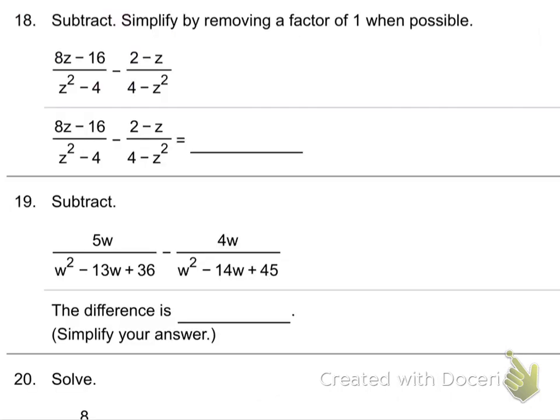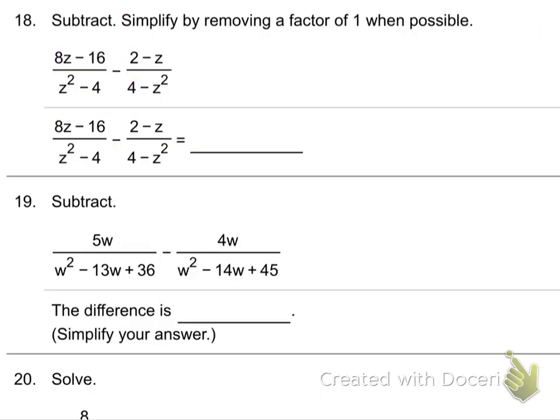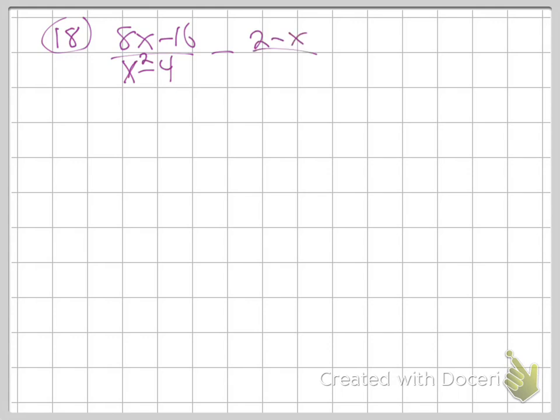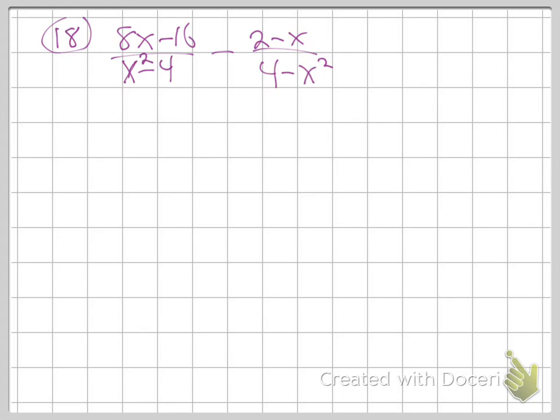In fact, let me just rewrite 18. I don't like those z's. I'm going to make them x's. 8x minus 16 over x squared minus 4, minus 2 minus x over 4 minus x squared. Okay, so how do we do it? What are we going to do? This one has a lot of issues. It's a hard problem.